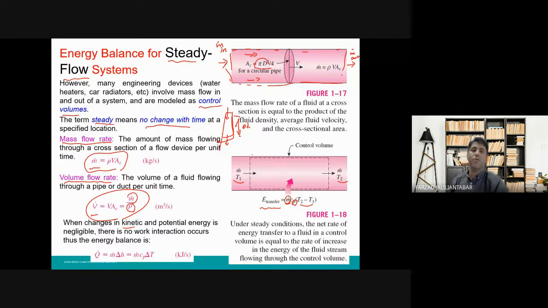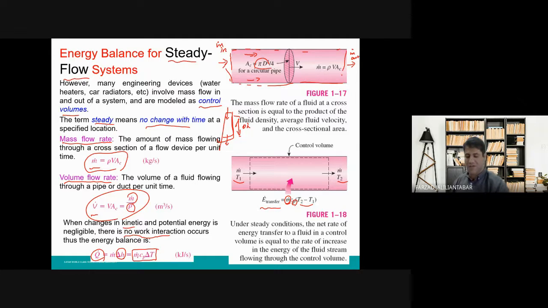So for the control volume or open system, we can write this equation by neglecting delta K and delta P, and if there is no work interaction, then the total change in the energy of the system will be only due to the heat transfer. Q dot equals m dot delta H. This time we have enthalpy, or m dot Cp delta T. So for an open system or control volume, we need to use this equation to calculate the rate of heat transfer, m dot Cp delta T.